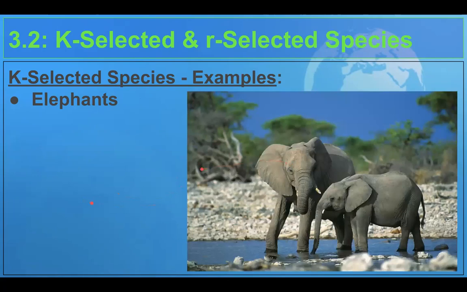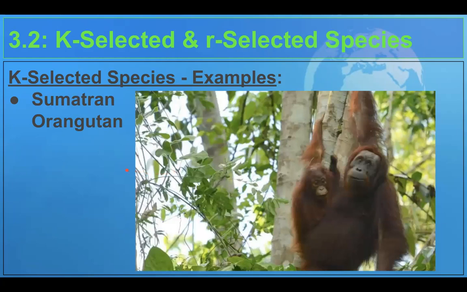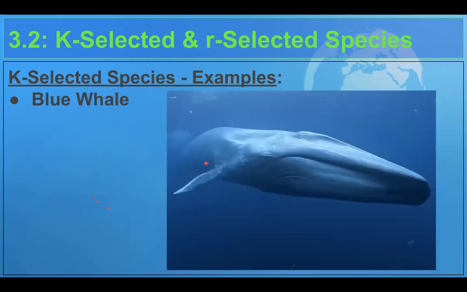Elephants are a great example. It takes more than a year for a pregnant elephant to have her calf. So, I mean, that's about one of the biggest examples. Sumatran orangutans have a large generation time. They reach maturity pretty much very similarly to humans. Blue whales, I mean, the largest organism on Earth, also have a long generation time as well as gestation time.